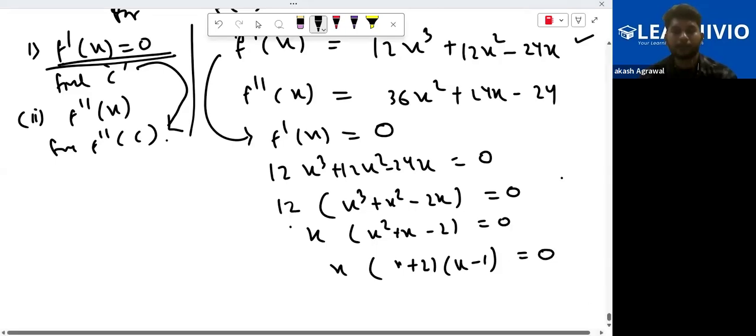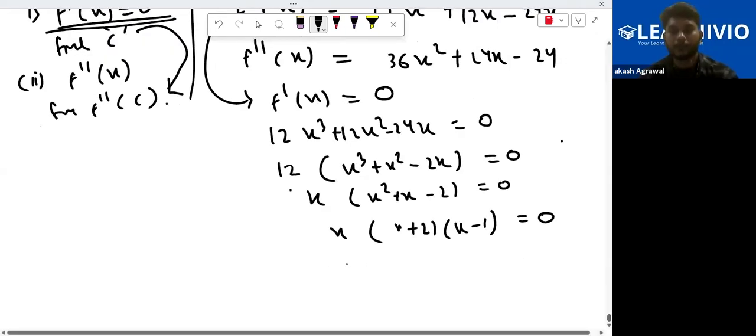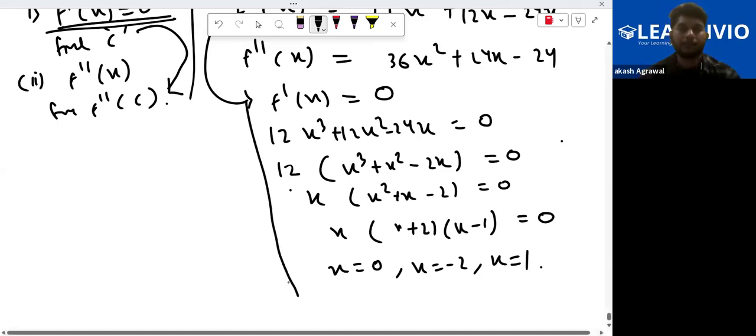is equal to 0. So critical points are x is 0, x is minus 2, x is 1. Yes, this is the value of c. Yes or no, everyone? Yes, sir. Now all we have to do is find f dash 0, f double dash 0, f double dash minus 2, f double dash 1.